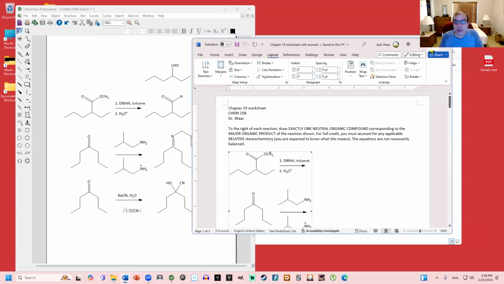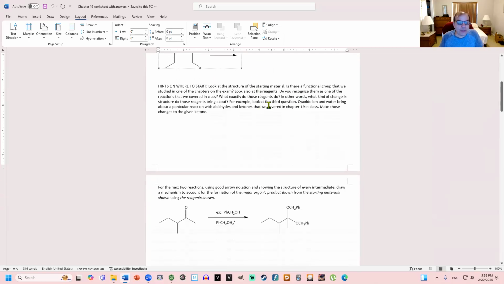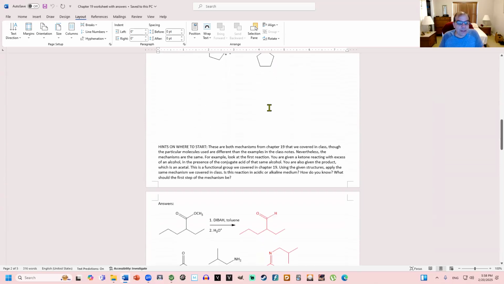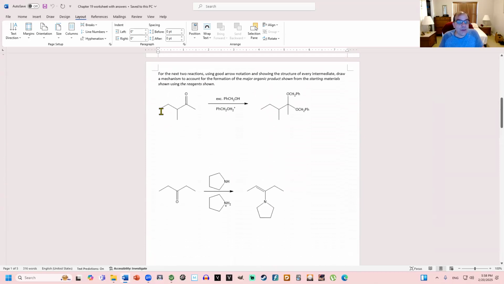So moving on in our worksheet, and as always, I've given you some hints on where to start. We had a couple of mechanisms. The first mechanism involves treating this ketone with excess benzyl alcohol, and we also see the conjugate acid of benzyl alcohol. So once again, we're working under acidic conditions. I would say most of the reactions in Chapter 19 occur under acidic conditions.